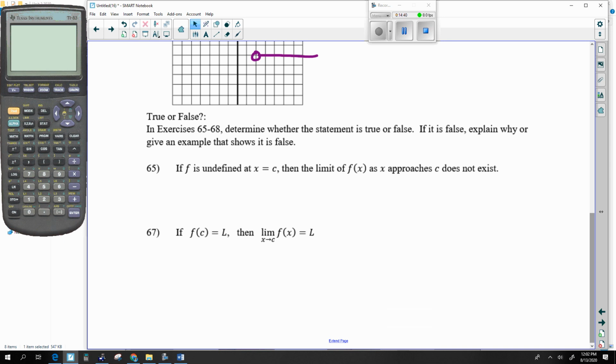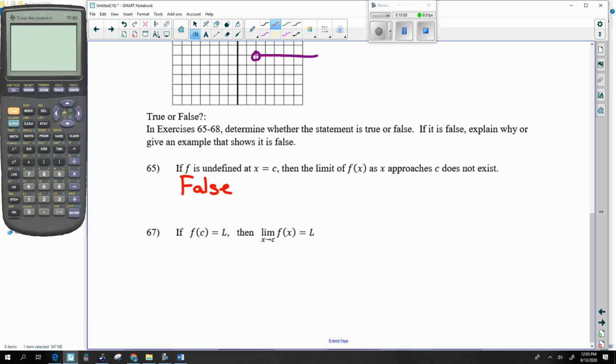Determine whether the statement is true or false. If false, explain why. Give an example. If f is undefined at x is equal to c, then the limit as x approaches c does not exist. That's false. Okay, the actual point and the limit have nothing to do with each other.